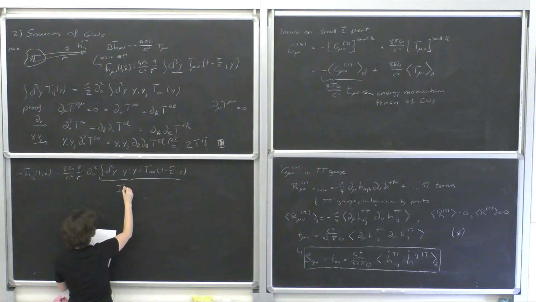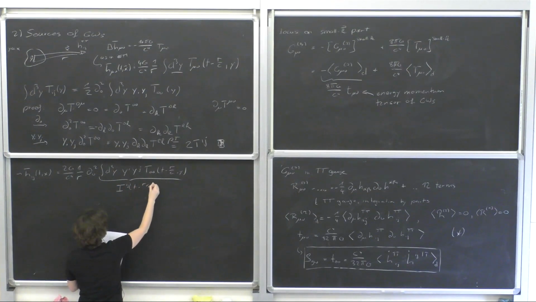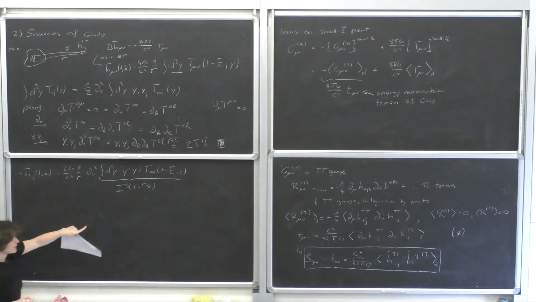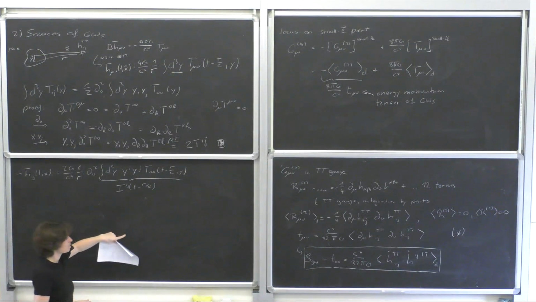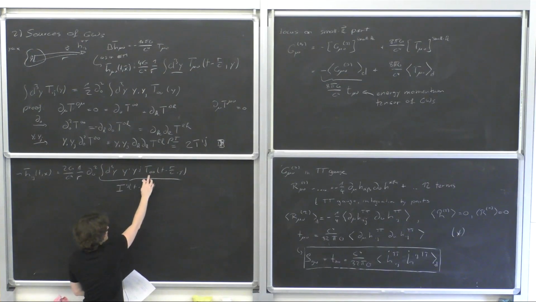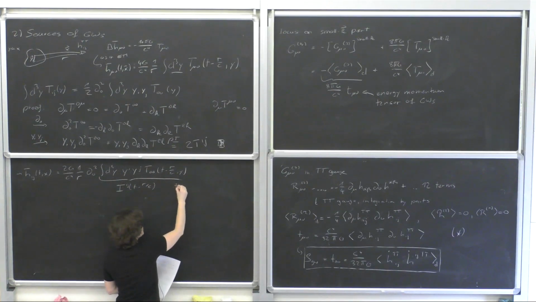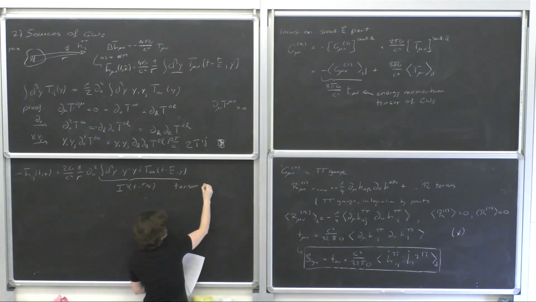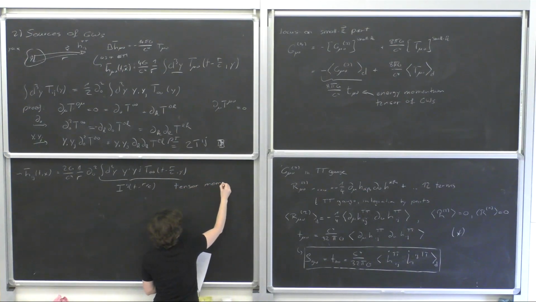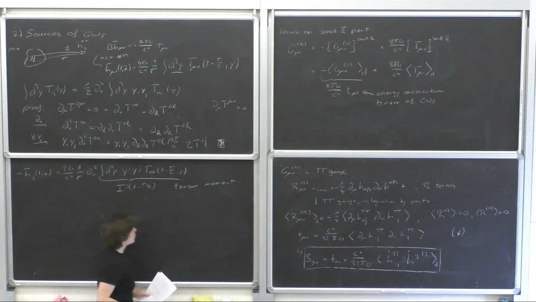I call it I^{ij} evaluated at the retarded time. And this is exactly the tensor moment of the source. Okay, that's how I define a tensor moment. I take the energy momentum tensor and I perform this integral, right? That's the definition of a tensor moment. So what we're seeing here is that the spatial components of the gravitational wave are sourced by the second time derivative of the tensor moment of the source.